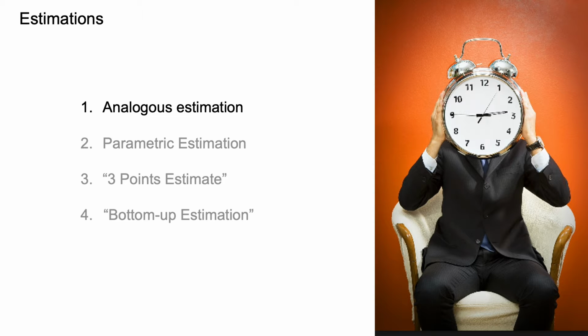The first one is analogous estimation. Analogous estimating uses a similar past project to estimate the duration or cost of your current one, thus the root of the word analogy. Used when there is limited information regarding your current project, an analogous estimate is considered generally not as accurate as other estimating techniques.